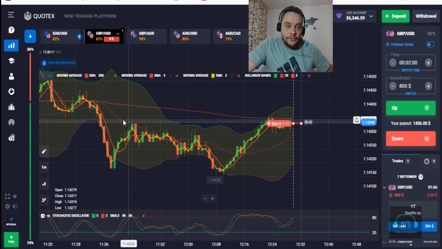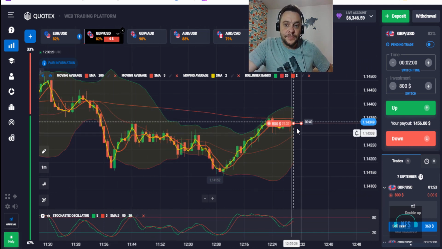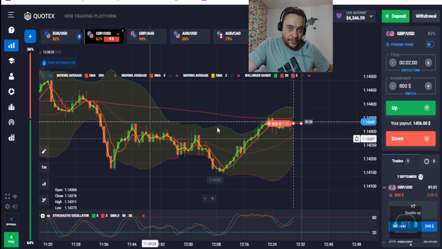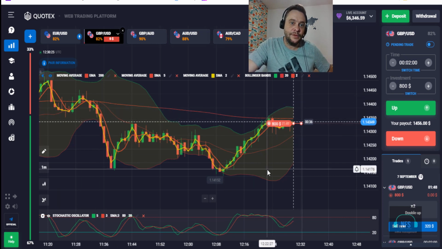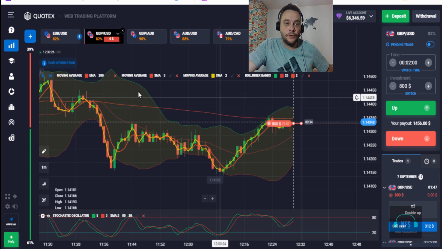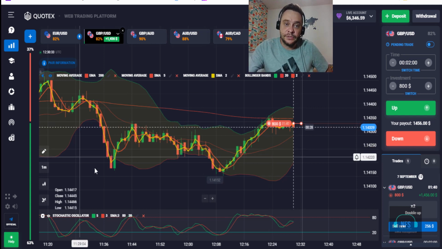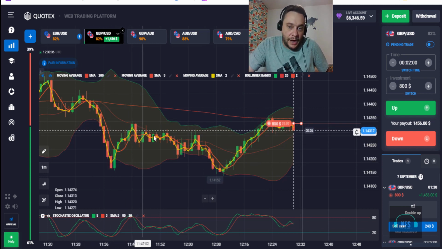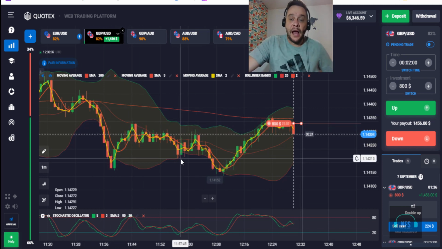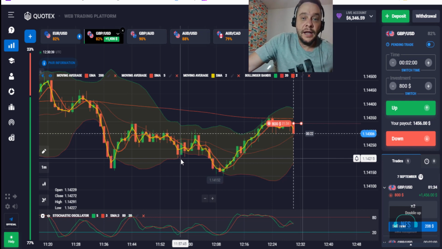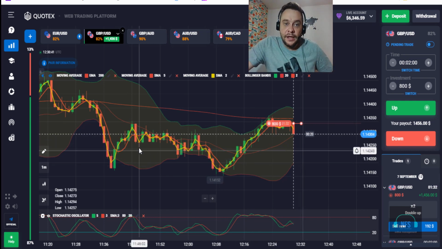So we will be looking mostly for down trades if the price is below this 200 moving average. If it is above this 200 moving average, we will be looking mostly for up trades. Of course, we have ups and downs. As you can see here, we can place also up trades, and as you can see, the price is going down.